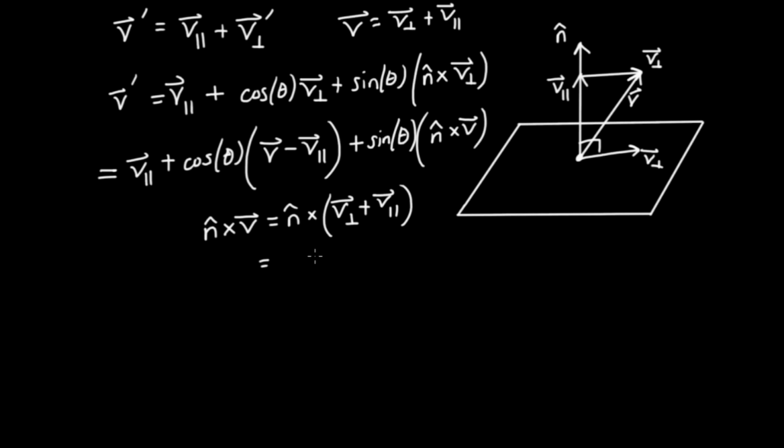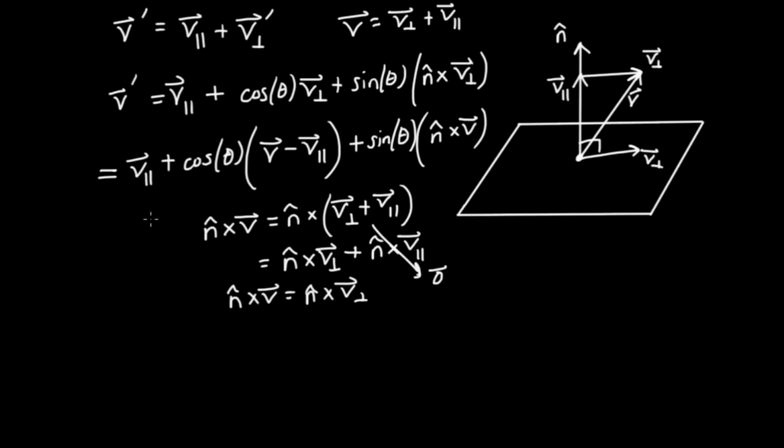And I can actually distribute this cross product like you would normally expect a product to behave. So I get that this right-hand side is equal to n cross v perp plus n cross v parallel. But remember that n is in the same direction as v parallel, so this whole thing is actually the zero vector. So I get that n cross v is equal to n cross v perp. So that's the justification for that substitution right there.